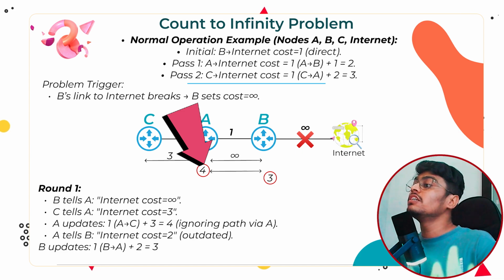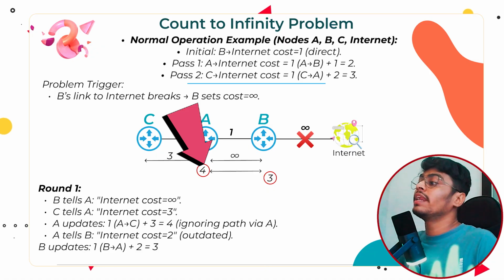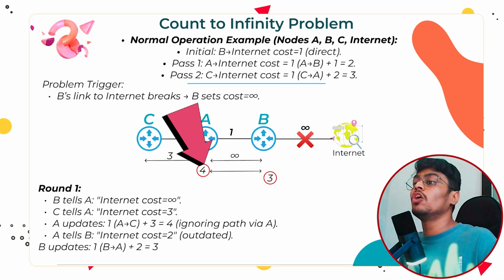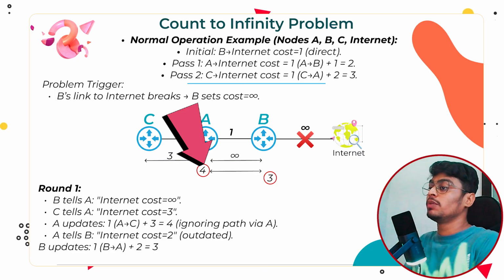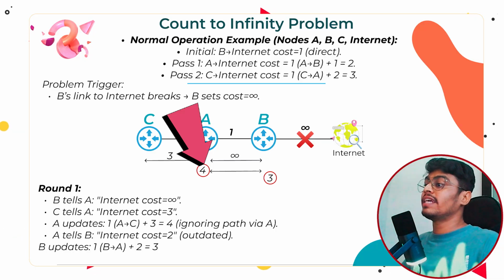But here is the crucial issue. C doesn't know that its path to the internet goes through A, and A doesn't know that C's path goes through A. This is because in distance vector routing, routers only share the cost values, not the path information. We have already discussed that we are sending only the distance vector column, not the entire table.